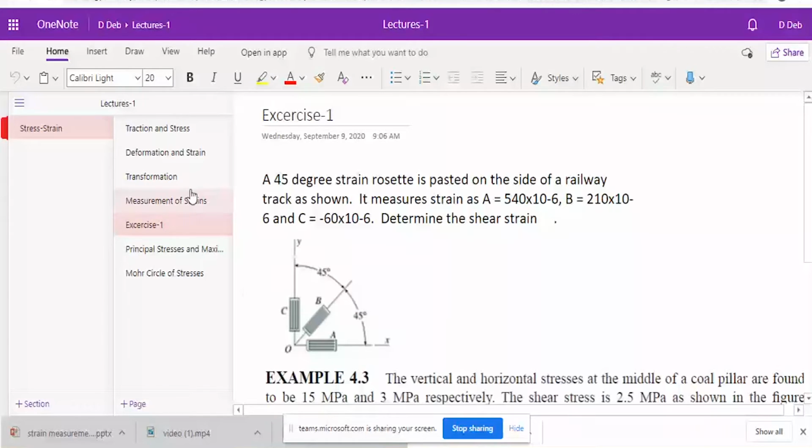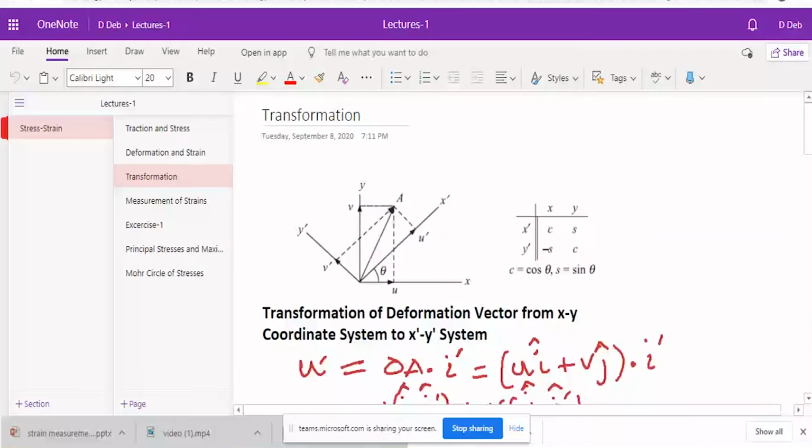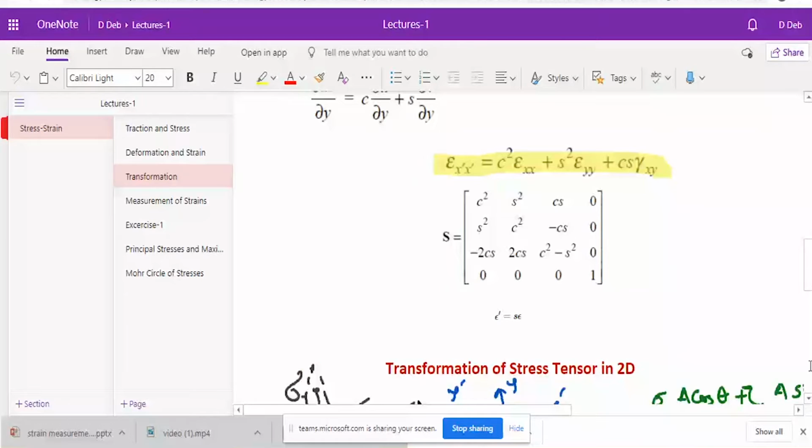So I can tell you, you can write it half into 540 plus again half into epsilon yy, which is minus 60, and cos sin is also half. So 45 degrees is very easy. Gamma xy you do not know, and this is given, I think, 210. So whatever the value comes, that is your shear strain.